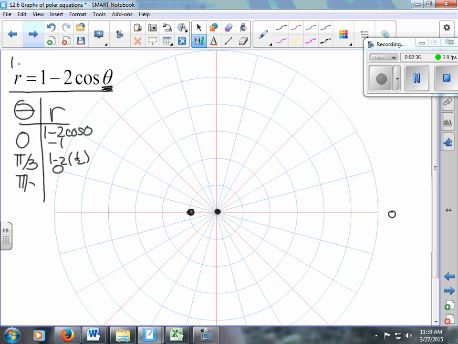Let's look at what happens at pi halves. At 90 degrees, the cosine of 90 degrees is 0, and I have 1 minus 0, so that's 1. So at 90 degrees, I'm going to go up here and plot 1. Then let me try to connect these points a little bit and explain what's happening.